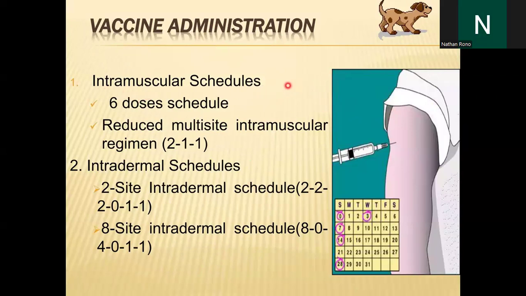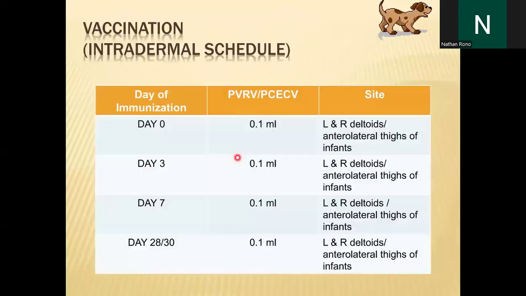There's intramuscular schedules. So I'm sure our friend will tell us how he was given the vaccines. Six doses schedule. Then there's intradermal. So intramuscular means you're going inside the muscle. Intradermal is at the dermis. So it's not at a 90-degree angle. You slightly tilt it to like 45. Then we have days of immunization, day 0, 3, 7, 28. Here at the site, at the deltoid. Deltoid is for those greater than 2 years old and adults, then anterolateral thighs for infants.